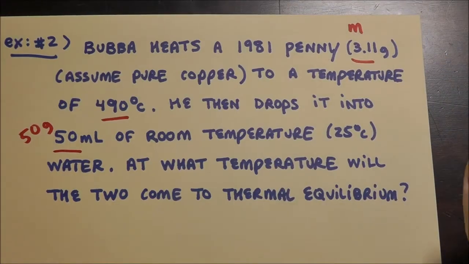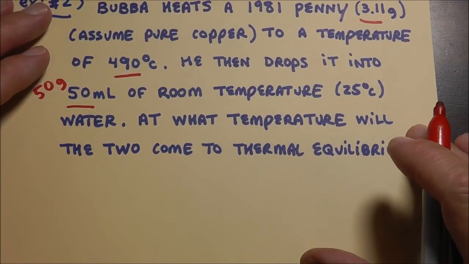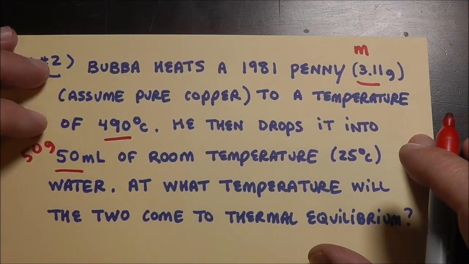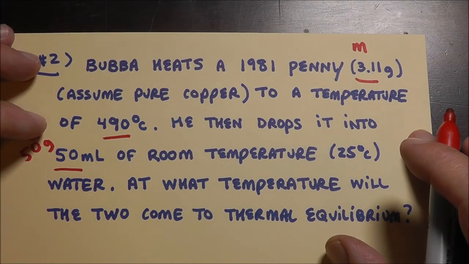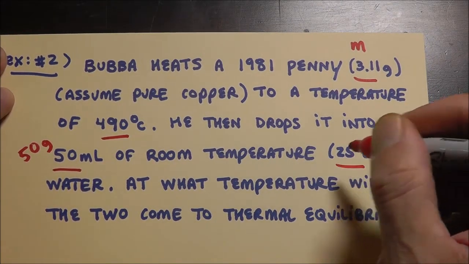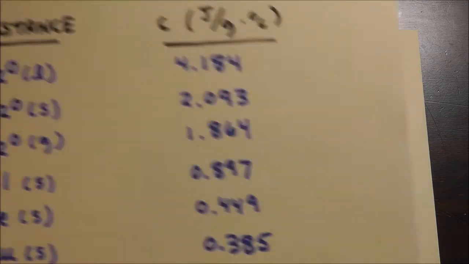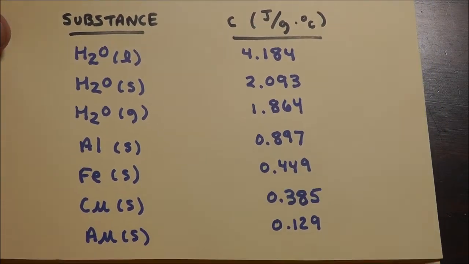But once again, it's the same equation, Q equals MC delta T. But here we got two things now, and we're actually going to see where they come to thermal equilibrium. That means they're going to come to some temperature between 490 and 25. Now I'll give you a hint. It's kind of nice to prejudice yourself a little bit with these problems, because I can tell you that the 50 grams is way more mass than the 3.11 grams. And I also know that on a heat capacity scale, water's heat capacity is way bigger than copper's, 0.385.